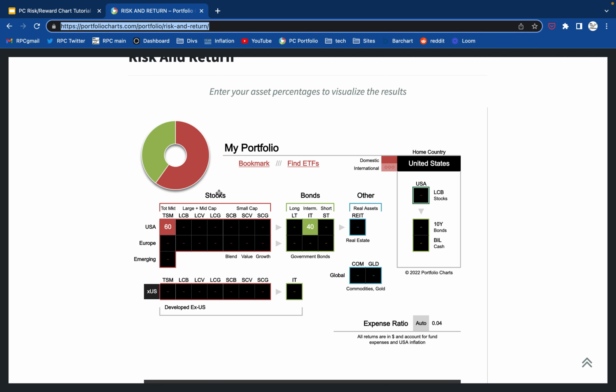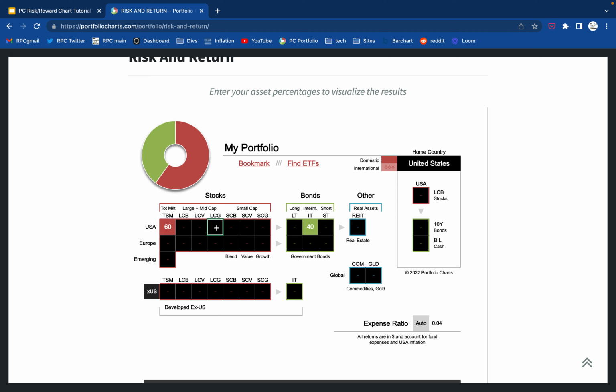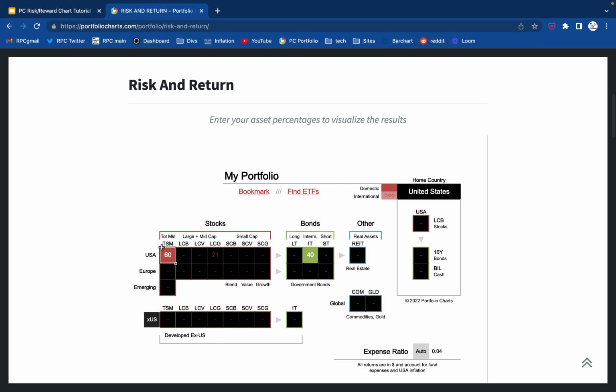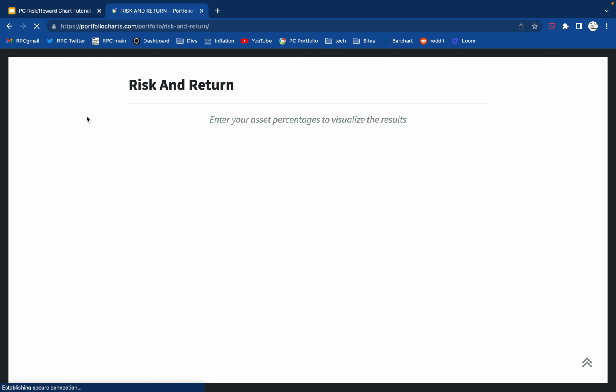This is the preset, and the golden ratio has 21% in large cap growth, 21% in small cap value. Make sure you take off these numbers of the preset ones. Of course, it decides sitting there too long, so I'll tell you what I'm going to do. Sorry for this, I'm just going to refresh. Sometimes portfolio charts kind of times out. Bear with me.